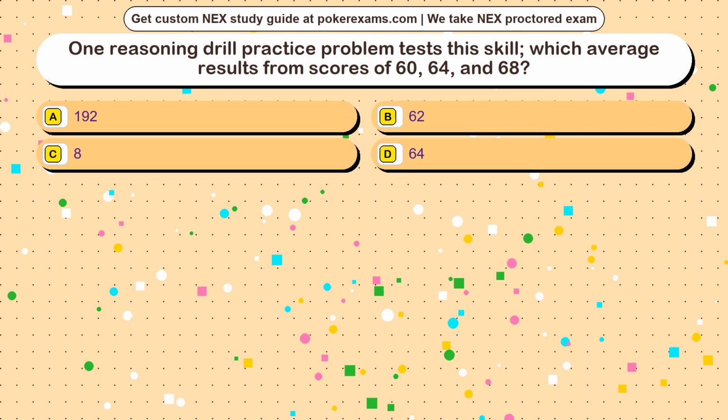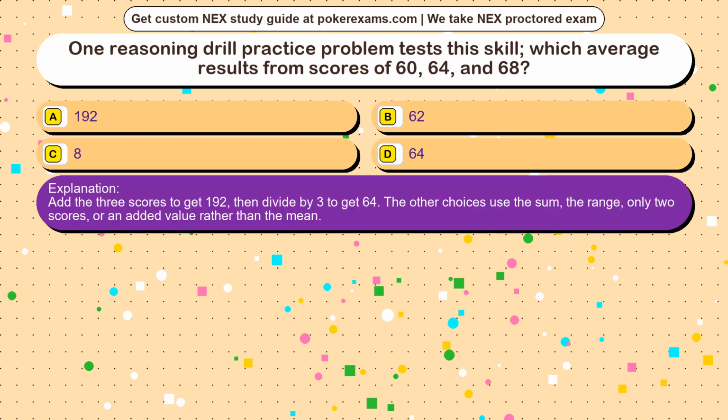The correct answer is option. Add the three scores to get 192, then divide by 3 to get 64. The other choices use the sum, the range, only two scores, or an added value rather than the mean.